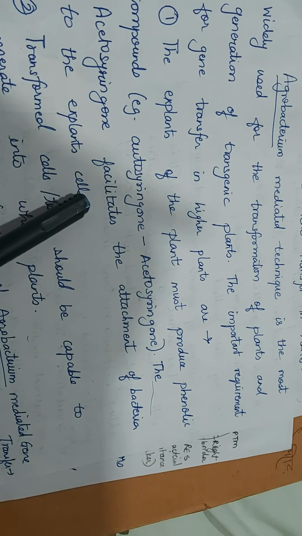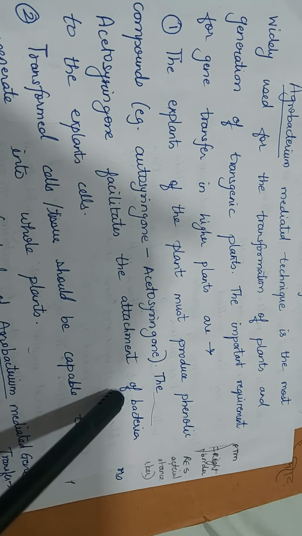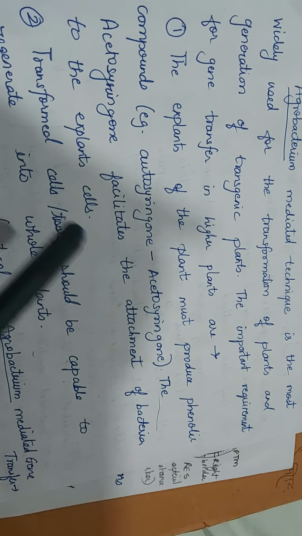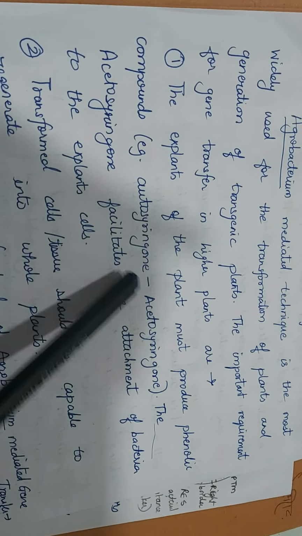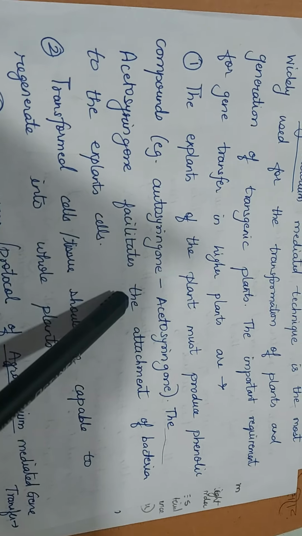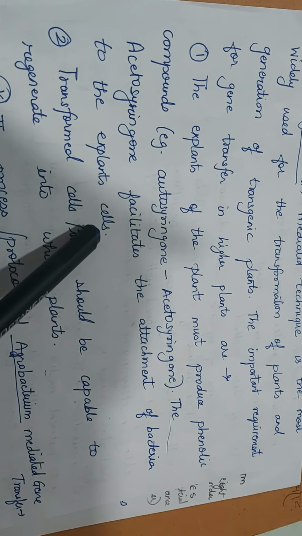This is a very important step, because the bacteria which are carrying the desired gene should get attached to the explant so that the bacteria will transfer the plasmid. So the explant produces a phenolic compound, acetosyringone, which facilitates the attachment of bacteria to the explant.